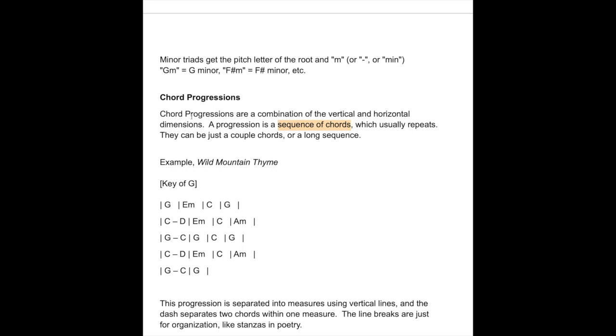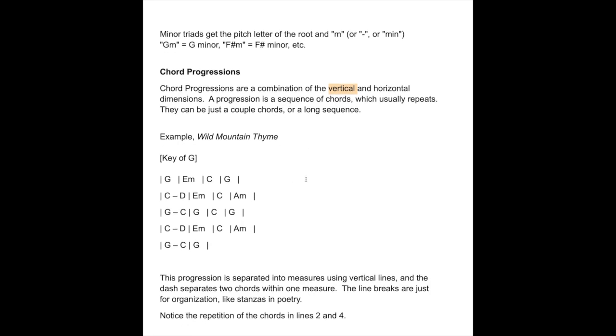And I think it's important to note that a chord progression is a combination of the vertical and horizontal dimensions, because the vertical dimension is just the chord itself, and the horizontal time element now gets incorporated because a chord progression is about what chord comes after what chord. So let's go ahead and check out this song.